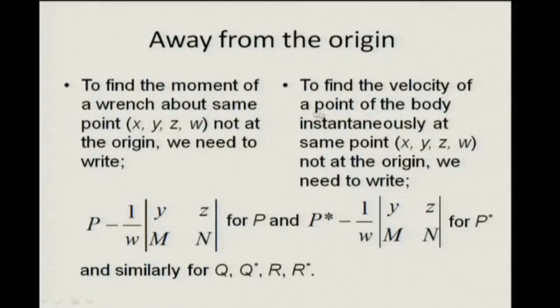So you had a relation earlier where for p you wrote p minus 1 upon omega yz mn, and I asked you to try and prove it last time, and similarly just replace p star by p star minus 1 upon omega yz mn, if xyz is a general point. Similarly you will have expressions for q star, r star. So this is essentially identical to the case of the line.